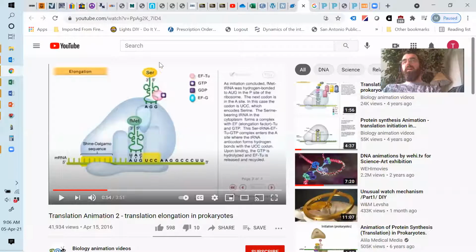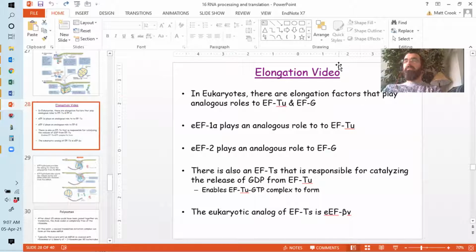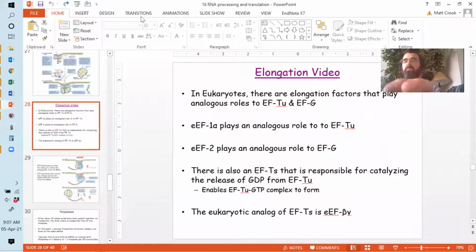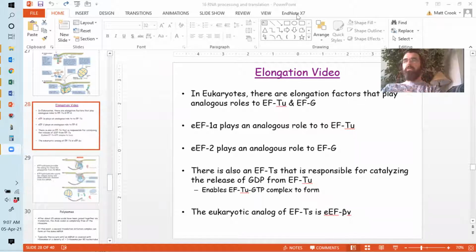So this complex forms, right? This is the video that's linked in just up here. And I'll put that in the notes. It's worth watching. It's a pretty neat video. Very straightforward.